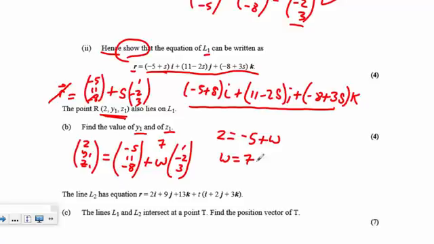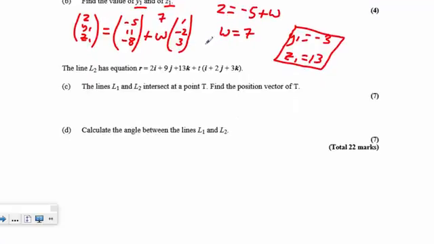Now I can find y1, because y1 is going to equal 11 plus 7 times negative 2. That's 11 minus 14. 11 minus 14 is negative 3. And z1 is going to equal negative 8 plus 7 times 3. So that's negative 8 plus 21. Negative 8 plus 21 is 13. So your two answers for y1 and z1 are negative 3 and 13. That's that answer. Keep pressing forward.